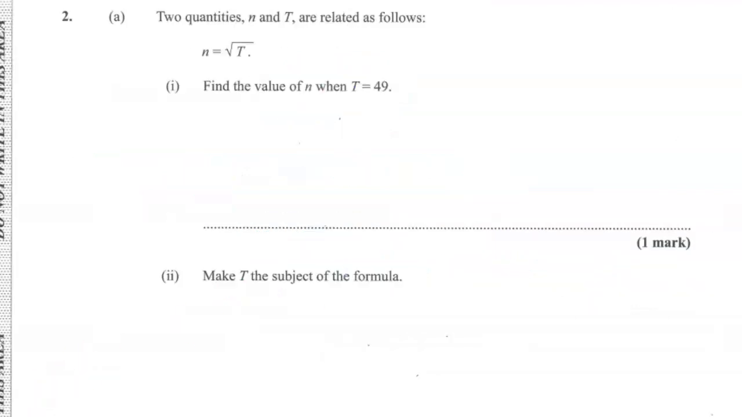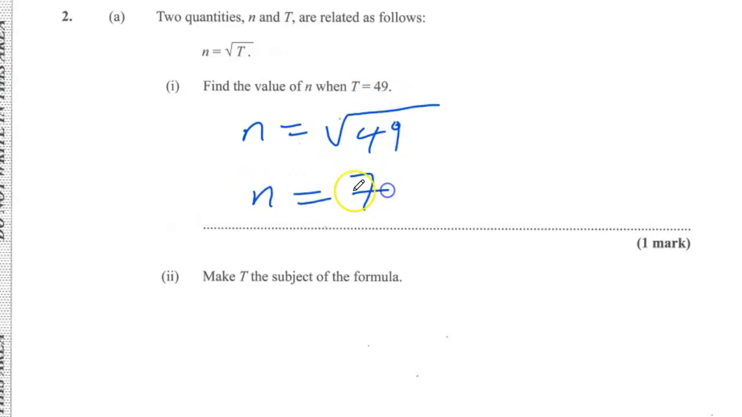Let's move on to question 2, A1. So n equals the square root of t. Find the value of n when t equals 49. So n is the square root of t, which is 49, right? Therefore, n is equal to 7.